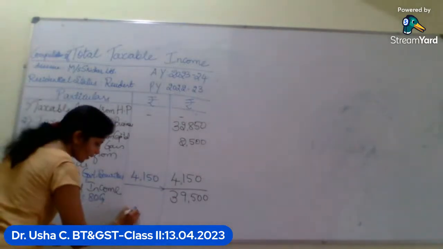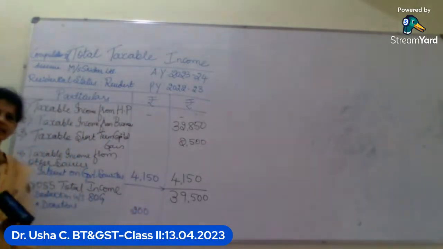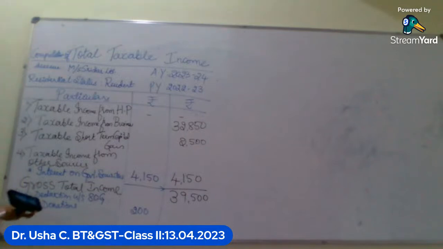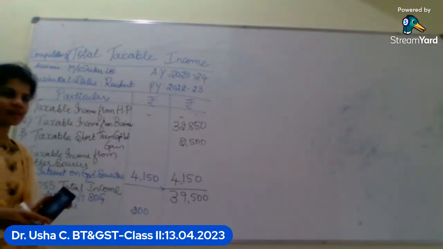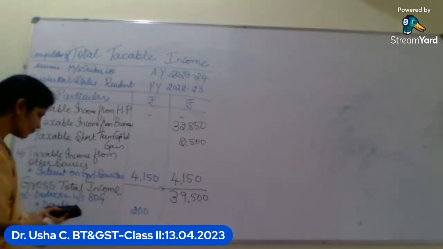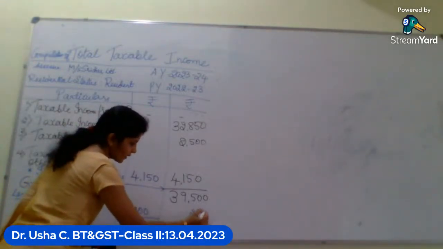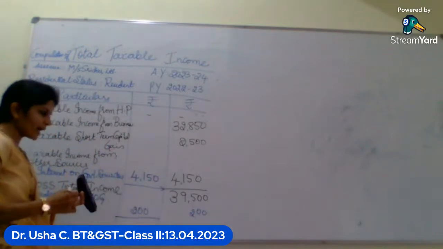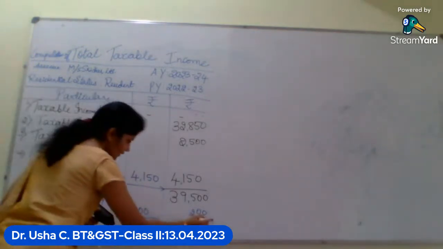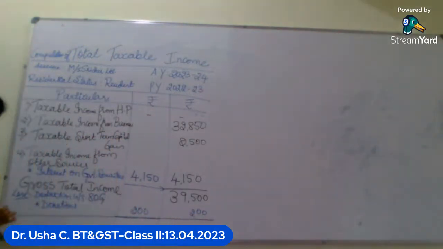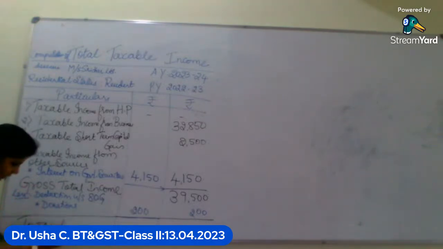So take this 200. No other deductions. They have not given any information relating to other deductions. We'll take that to the outer column, 200 rupees. And whatever the balance which we got after giving the deduction under section 80G, that is called the total. Is it visible?